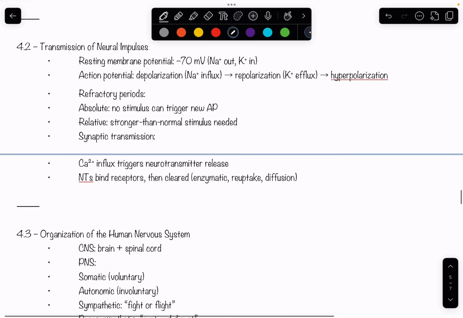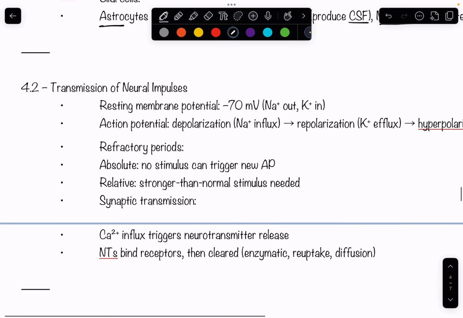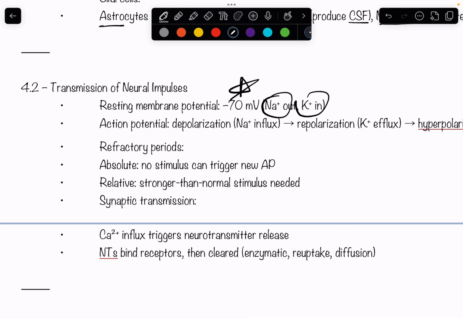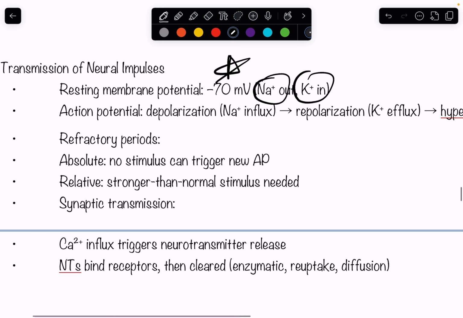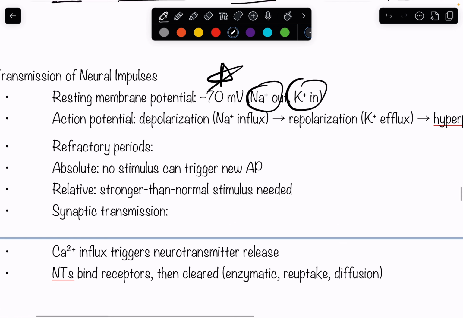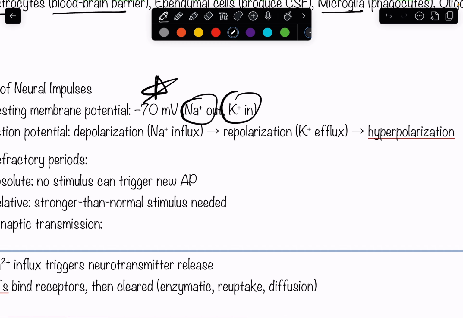So chapter 4.2, we're going to talk about transmission of nerve impulses. Your resting membrane potential is going to be negative 70 millivolts. You should definitely know that. So Na out, K plus in, and these are going against your concentration gradient. The way an action potential happens is depolarization, and what you really need to know is depolarization is just an influx of Na plus, okay?